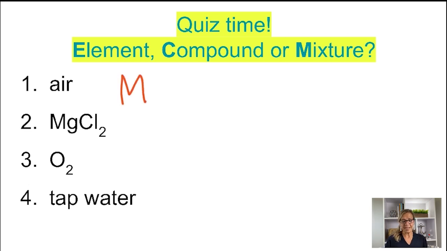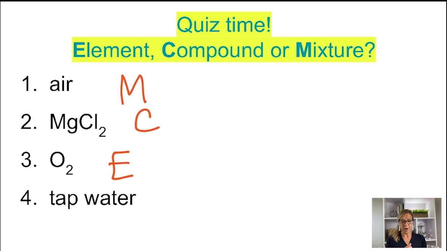Okay, now the next one, I see magnesium and I see chlorine atoms bonded together, two types of atoms bonded together. So that is a compound. And then the next one, I see two atoms bonded together, but they're the same element, same type of atom. So that is an element. That is oxygen gas that you are breathing now, and that is on the periodic table.